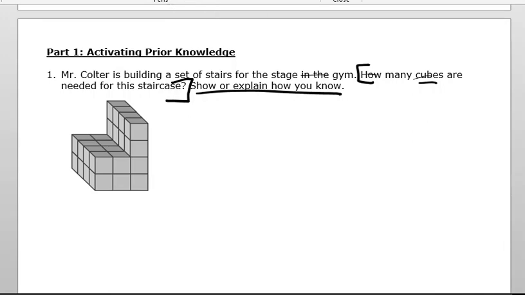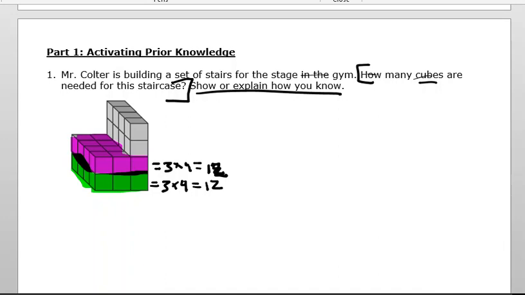Okay, so I'm going to take a look here, and I'm going to start with this bottom layer right here. For this bottom layer of cubes, I know that it's 3 by 4, so I have 12 cubes on this very bottom layer. And then this layer of cubes right here is also 3 by 4. So I have 12 cubes for that second layer.